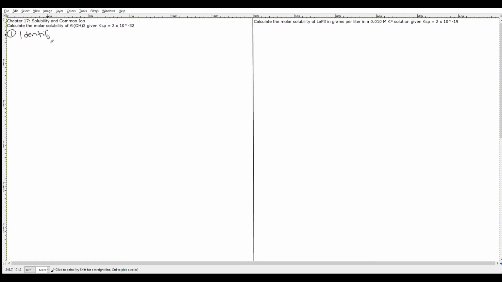Let's first identify the major species in this problem. So in this situation we have aluminum hydroxide, which is a salt, and we know it's a salt because we have a metal with a polyatomic ion which counts as a salt. Step two is to write out the reaction.